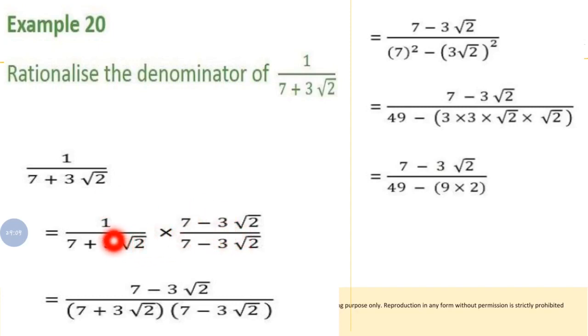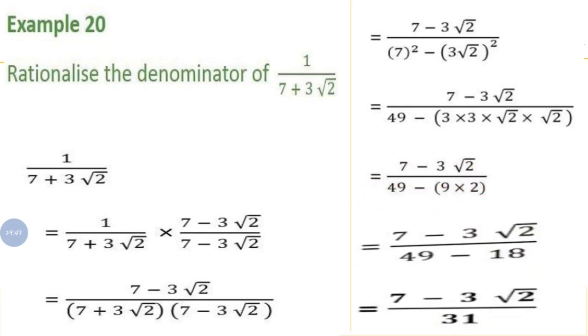And down it is showing us a plus b into a minus b. So this can be written as a squared minus b squared. Now if you square 7, you will get the number 49, and 3 root 2 the whole square can be written as 3 into 3 and root 2 into root 2. That is the meaning, right? 3 squared and root 2 squared. So 3 3s are 9, and root 2, once you square it, you will get the answer 2. So the numerator will be 7 minus 3 root 2 and the denominator will be 49 minus 9 into 2.